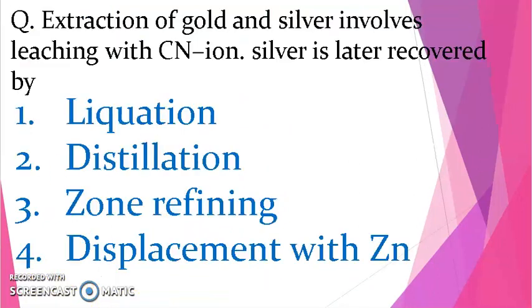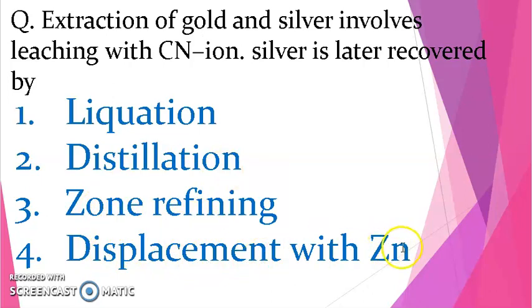Then see this question again: extraction of gold and silver involves leaching with CN minus ion. That we have done. We got a complex, the soluble sodium dicyanoargentate. After that, silver is later recovered by this reaction. If you see the options, is liquefaction possible here? No. Distillation? Water will be added. So zone refining also no.